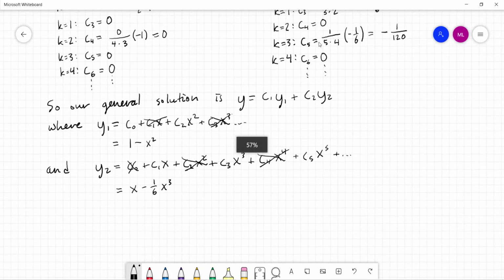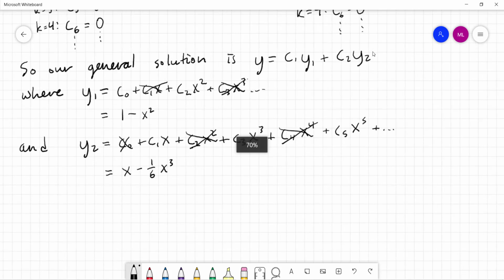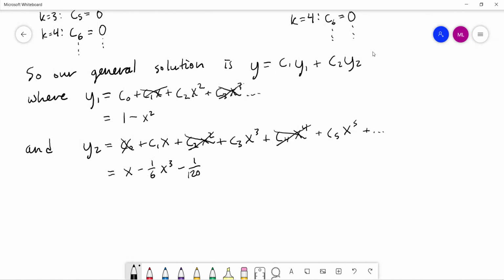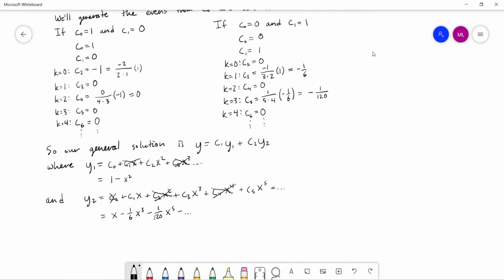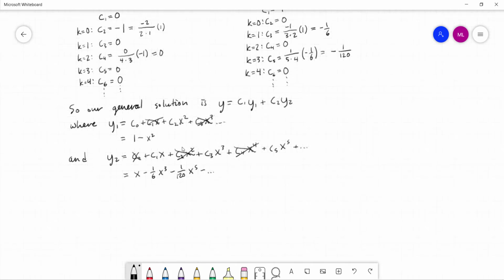The next term after that was this one, C5, right? C5x to the 5th. C5 was -1/120, so -1/120 x to the 5th, minus... This one goes on indefinitely, following this recursion relationship and this set of generating values C0 and C1. So here's my y1, here's my y2. y2 indeed appears to be an infinite series, and those would be the values we'd plug in here, and that would be our general solution to this differential equation. So that's the way that we want to think about these.